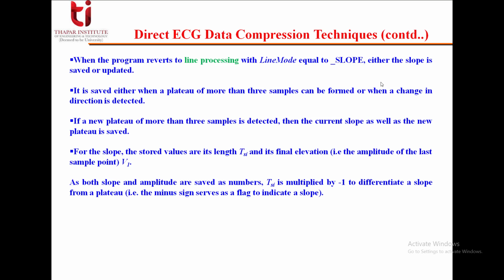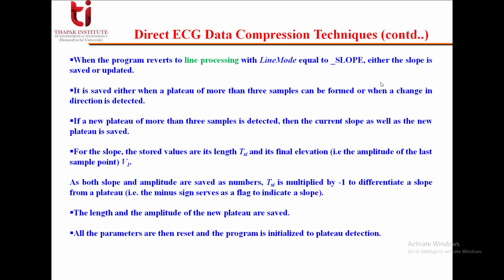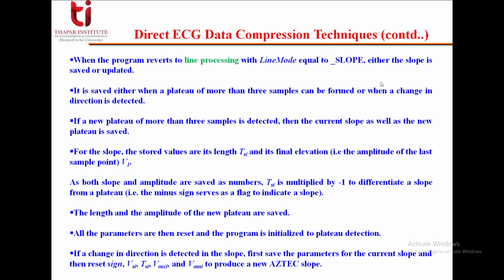As both slope and amplitude are saved as numbers, TSI is multiplied by -1 to differentiate a slope from a plateau; that is, the minus sign serves as a flag to indicate a slope. The length and amplitude of the new plateau are saved. All the parameters are then reset and the program is initialized to plateau detection. If a change in direction is detected in the slope, first save the parameters for the current slope and then reset sign VSI, TSI and VMXI and VMNI to produce a new AZTEC slope.